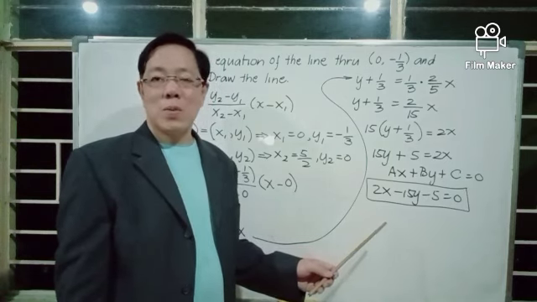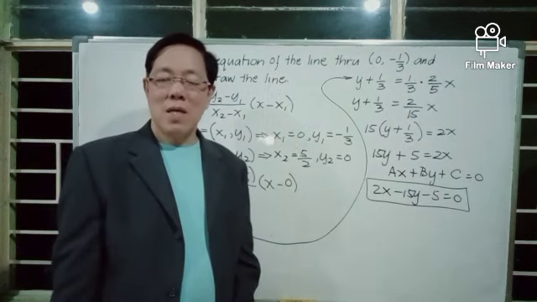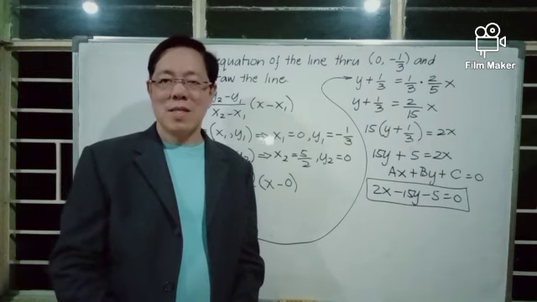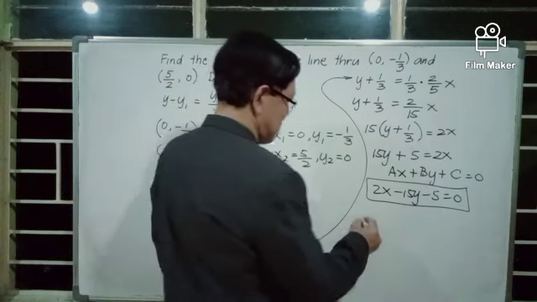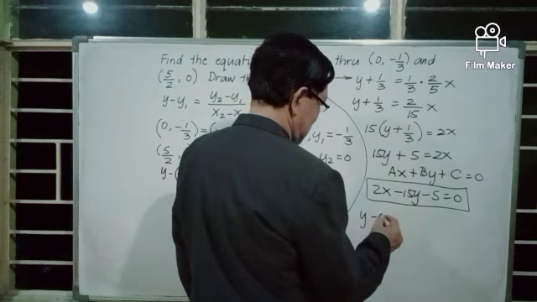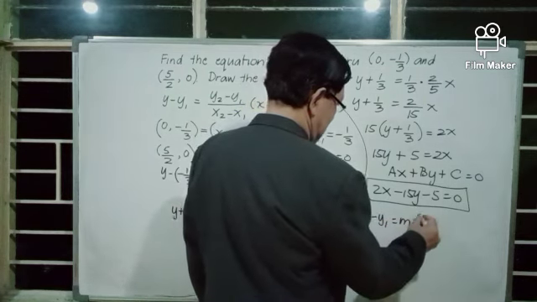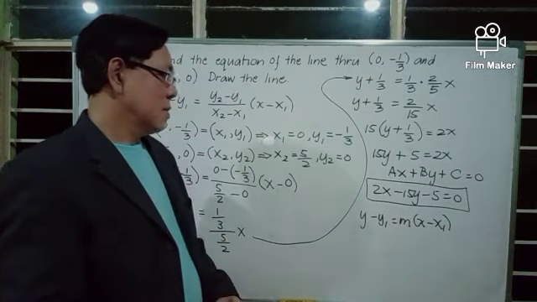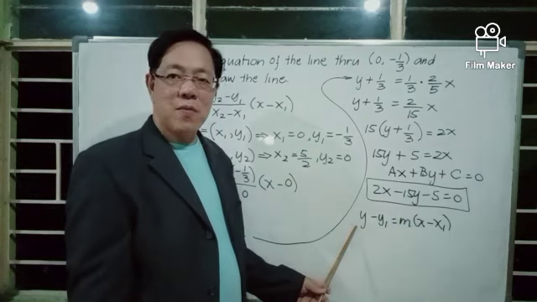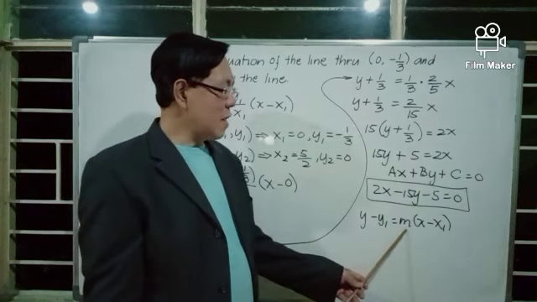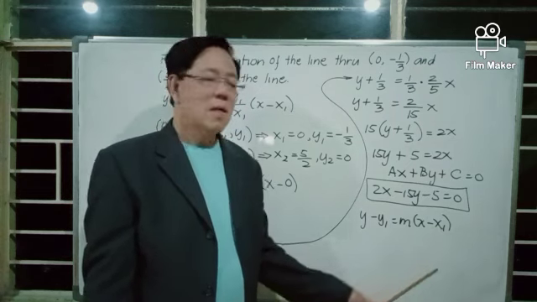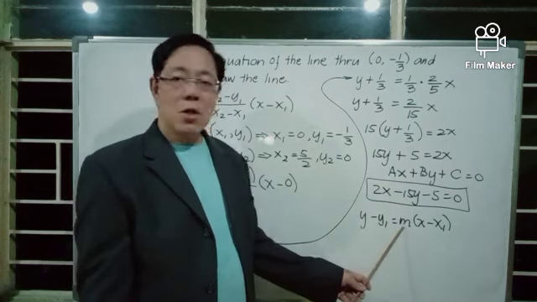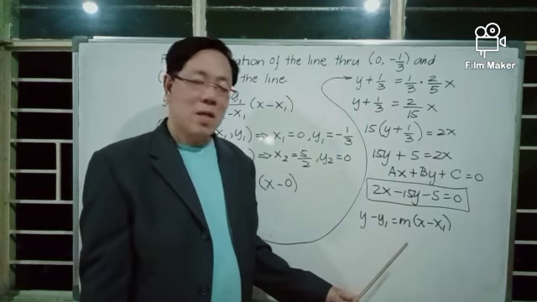This is one way to solve this problem. Another way is to use the slope point form, which is given by the following. This is the slope point form. y minus y1 equals m multiplied by x minus x1. To be able to use this form of equation of the line, you should know the slope of the line and one point on the line.